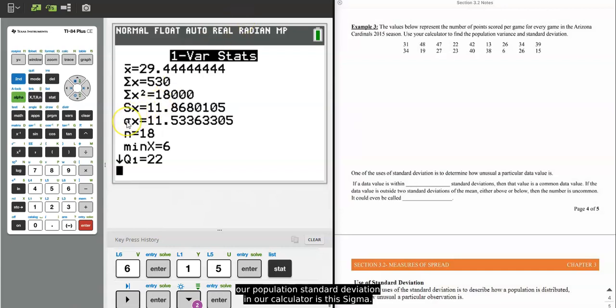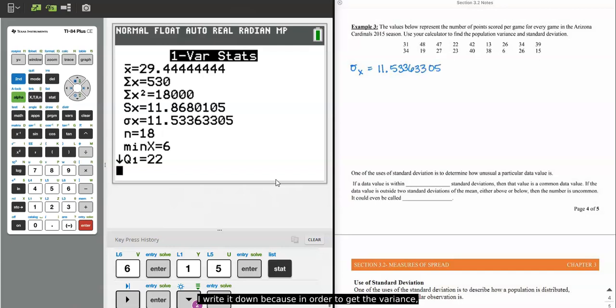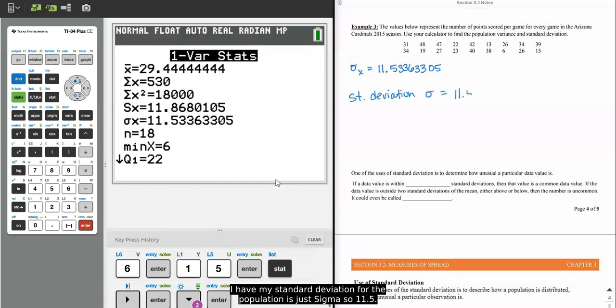So for our case, our population standard deviation in our calculator is this sigma. So I'm actually going to write this whole thing down. So sigma x, this is the standard deviation, 11.53363305. I write it down because in order to get the variance, we have to take that whole number and square it. So our calculator doesn't directly give us the variance, but we can calculate it. So I have my standard deviation, which for the population is just sigma, roughly 11.5.